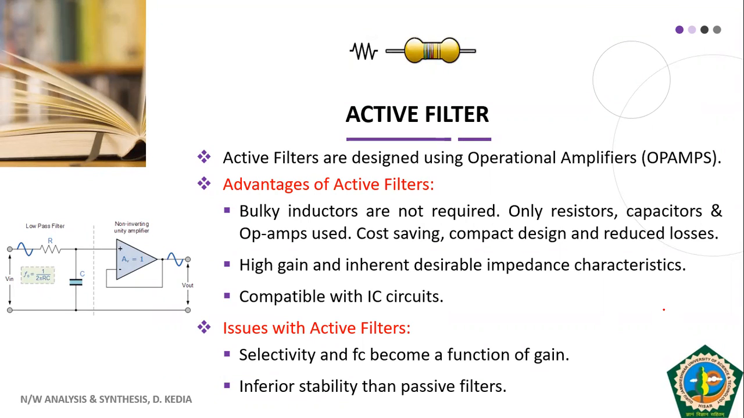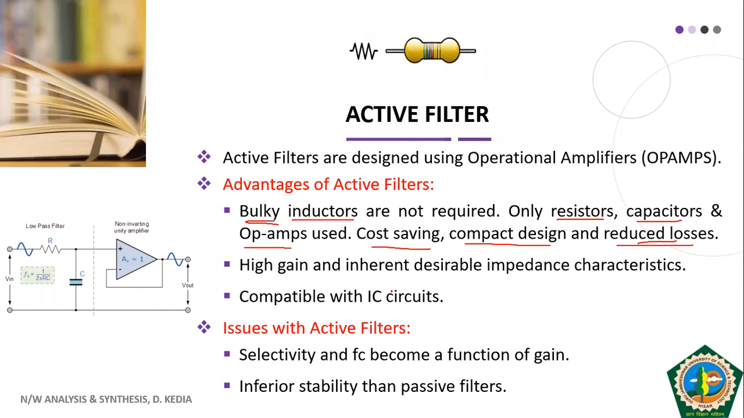So if we look into the advantages of active filters, the first important advantage is that in case of active filters, we will not have inductors. And let me tell you, these inductors are very bulky in nature, and your circuit becomes very large if you have inductors in your electronic circuits. So if you use active filters, we will be dispensing with the bulky inductors, and in active filters we have only resistors, capacitors, and op-amp, because of which we will have cost saving, we will have compact design, and the losses in the circuit will also be very less.